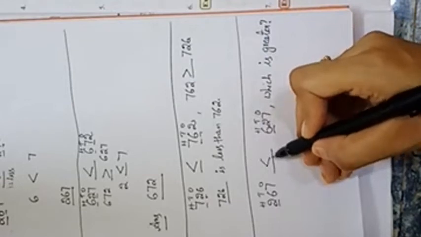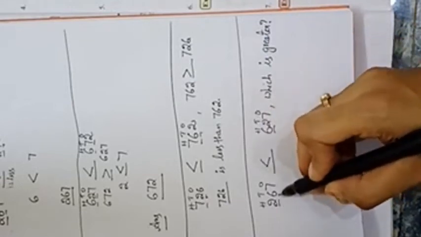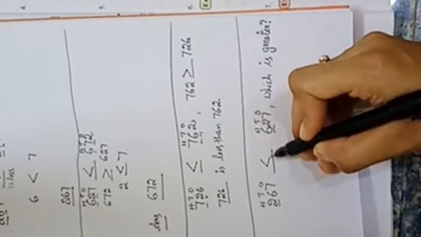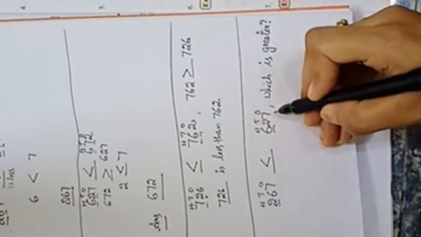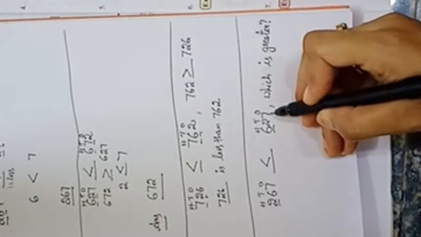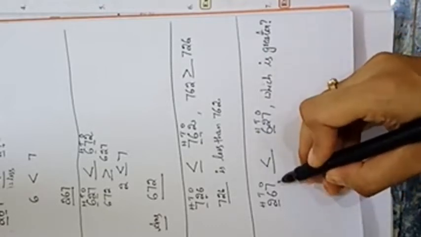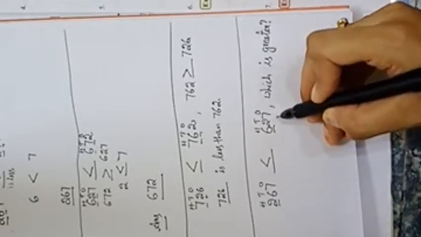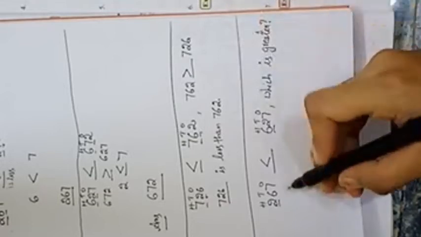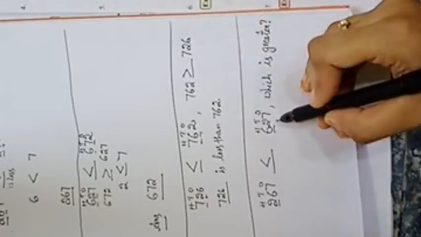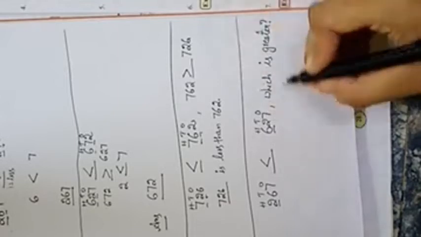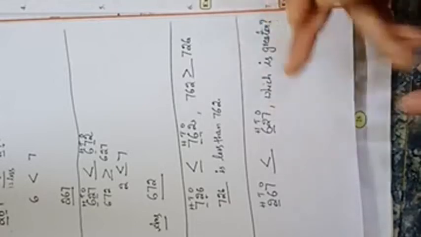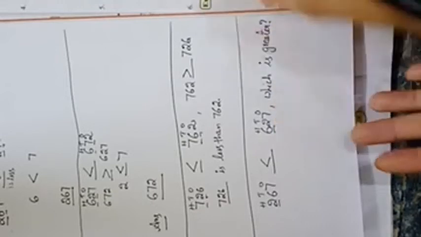So this is the symbol of less than. Now you read the numbers: 267 is less than 627. So 627 is greater than 267. This is the smaller number and 627 is the greater number. Now tell me, 267 is the smaller and 627 is the bigger. So he's asking which is greater. Greater means bigger number. So which is the bigger number? Yes, 627 is the greater number.